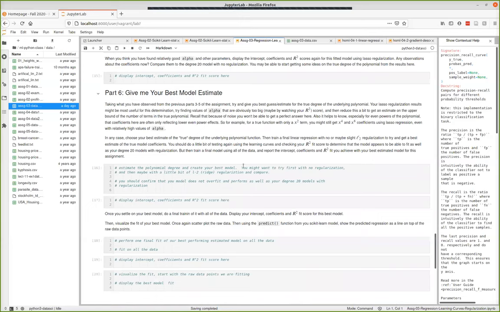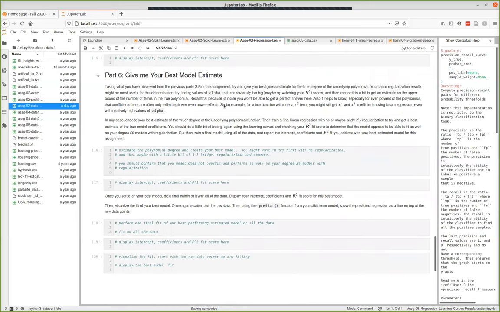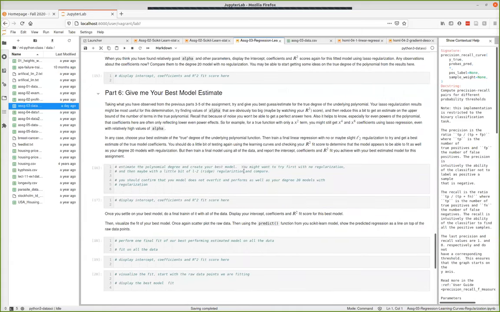Kind of like a Kaggle competition, I've also got some data that's held back here. So I'll probably evaluate everybody's fit on that held back data and give you some rankings on how you end up doing on your fit, once you get done with this third assignment.